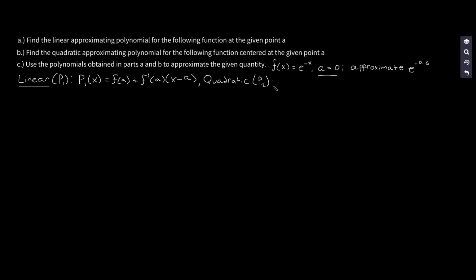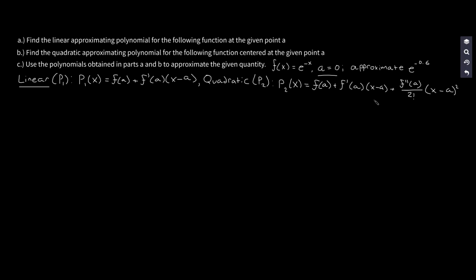And that's going to be p sub 2 of x equals f of a plus f prime of a times the binomial x minus a plus f double prime, this is the second derivative here, of a over 2 factorial times the binomial x minus a raised to the power of 2.